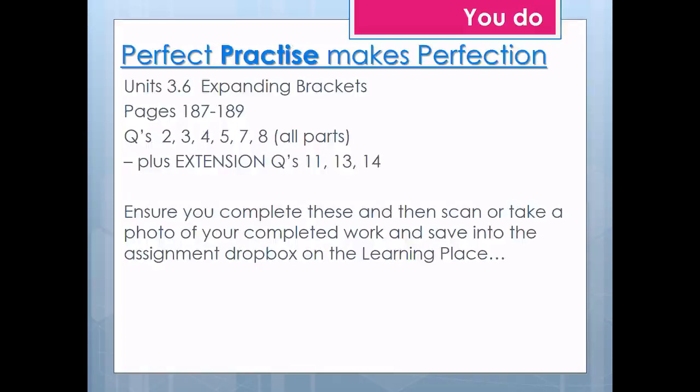Out of the textbook, if you've got it there, if you're at school, you'll be able to use your textbook. We're in Unit 3.6 and it's called Expanding Brackets, and you notice that there are quite a number of questions there: 2, 3, 4, 5, 7 and 8, and I'd like you to do all parts of those 6 questions, and then there are 3 extension questions. If you're at home and you've got the class notes, you would have a copy of these on the class notes, or you may have accessed the actual document that just has the textbook questions individually.